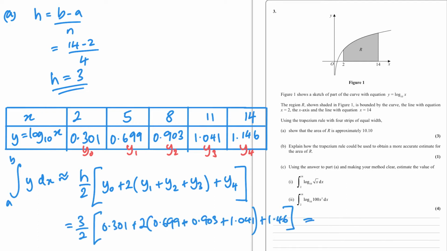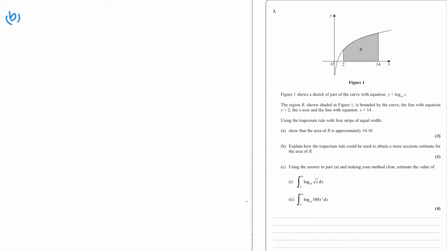And then when I round that to 2 decimal places, I do get my 10.10. It was actually 0.995 on this one, which is the 10.10, just so you know. Now, part B, very straightforward here. Explain how the trapezium rule could be used to obtain a more accurate estimate for the area. It's simply to use more strips. So something along those lines.